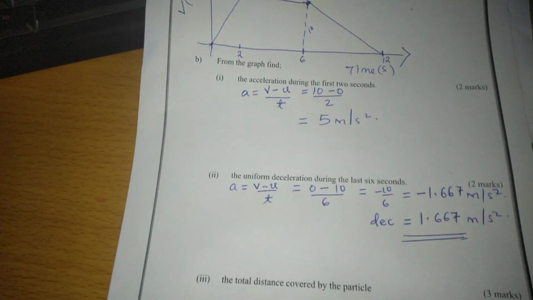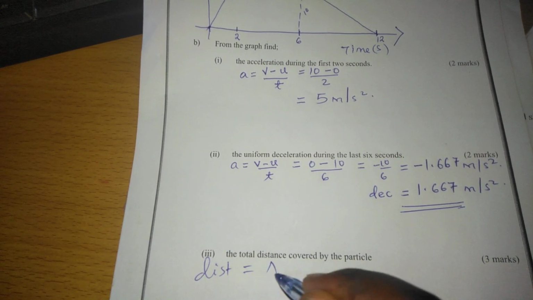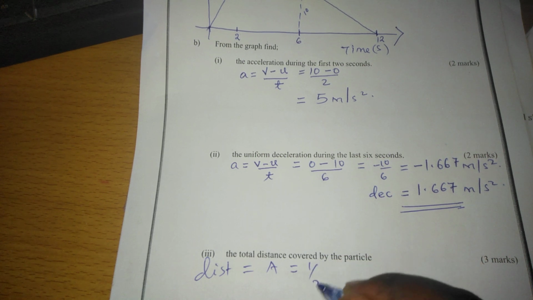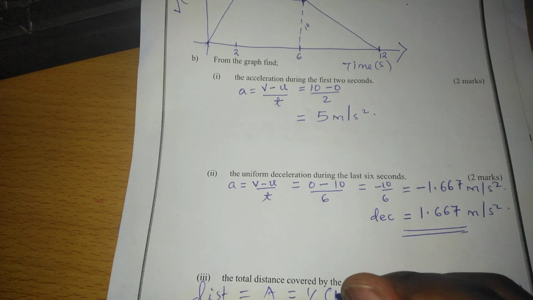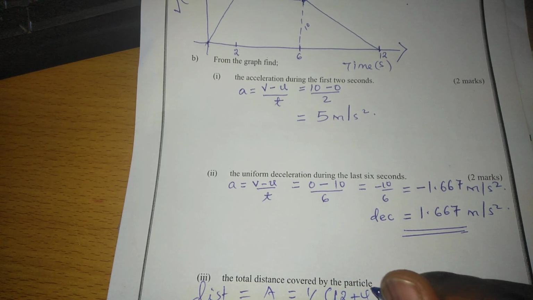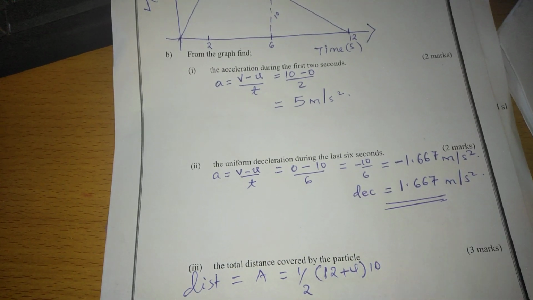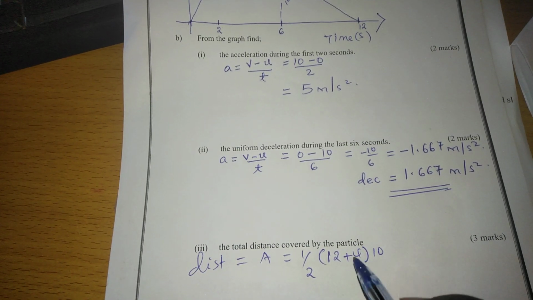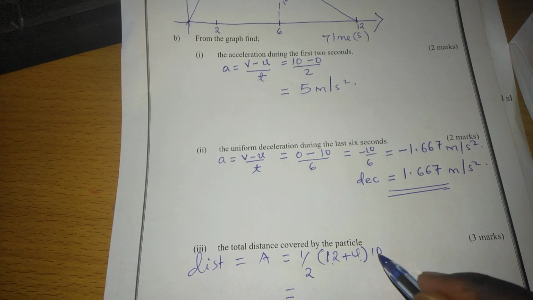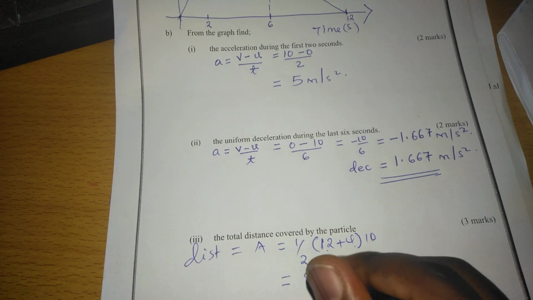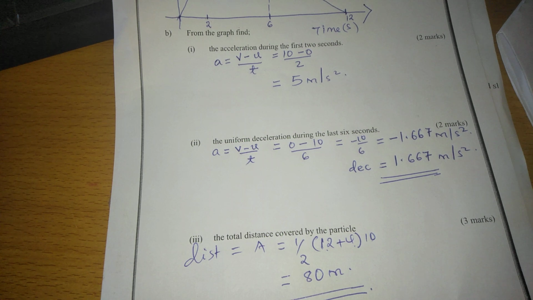Therefore, for us to get distance covered, we'll say distance equals the area under the graph, and because it is trapezoidal in nature, we'll use half the sum of the two parallel sides, whereby we have 12 and the other one 4, multiplied by the distance separating the two parallel lines. So we will have 16 divided by 2, we get 8 times 10. This will give us 80. Therefore, 80 meters is the distance covered by this particle before getting back to rest.